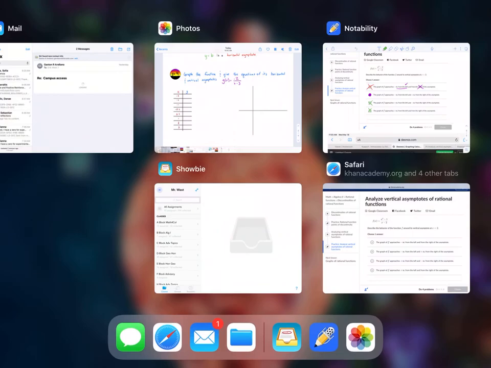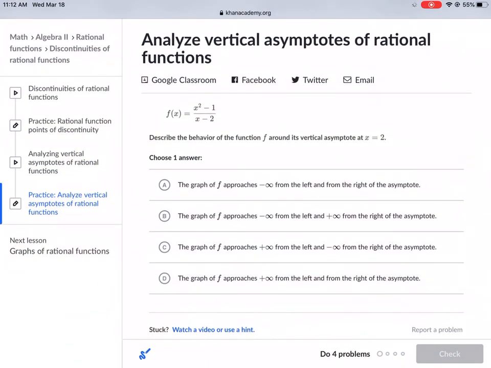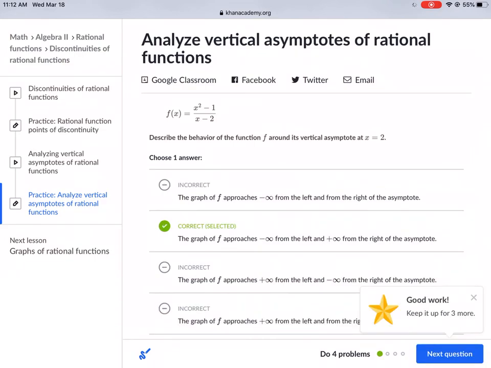And let's check that in our Khan Academy. So we're going to choose option B. It approaches negative infinity from the left and positive infinity from the right. We're going to check it. What a wonderful sound. Hope you enjoyed this video.